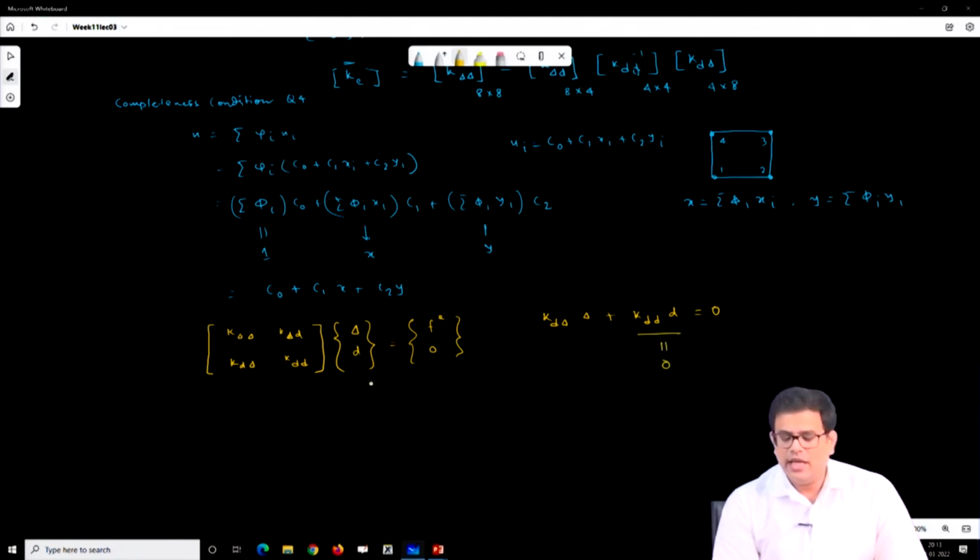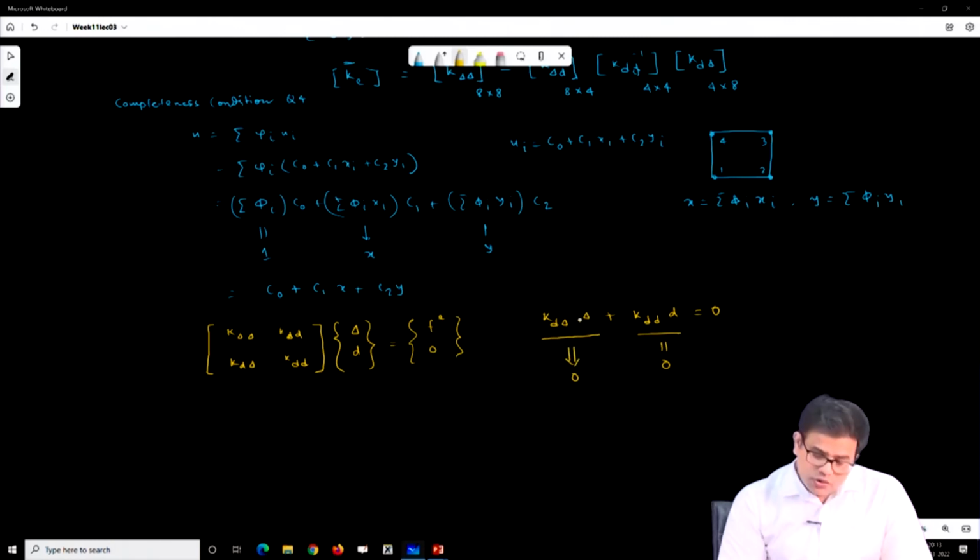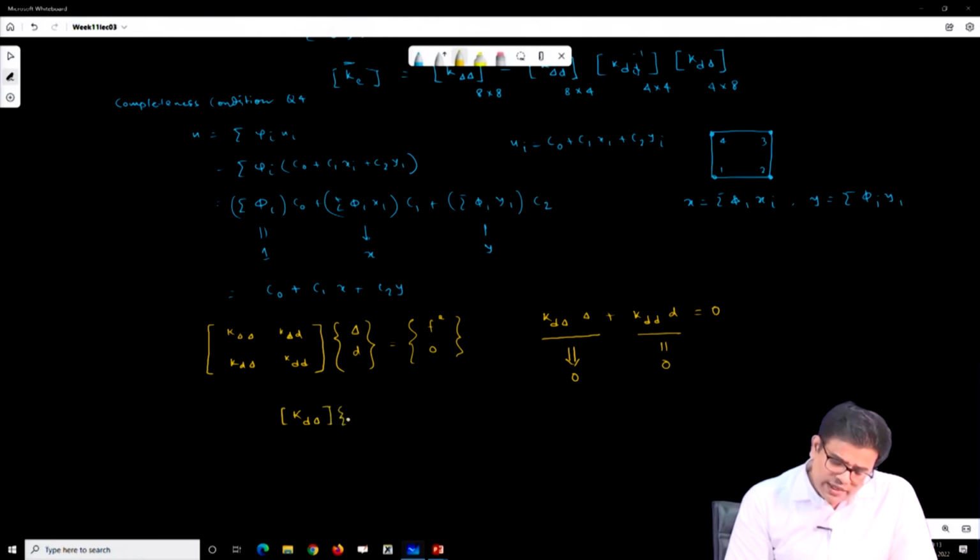So naturally if d is 0, then this quantity must be 0. So what is the condition for completeness, the completeness condition for the incompatible element? That means this must go to 0. So what is the meaning of this? This is essentially k d delta into delta.